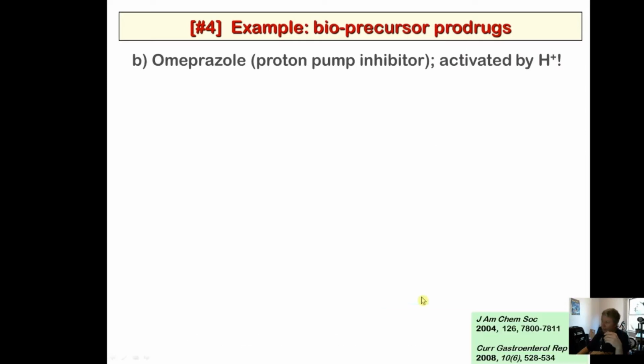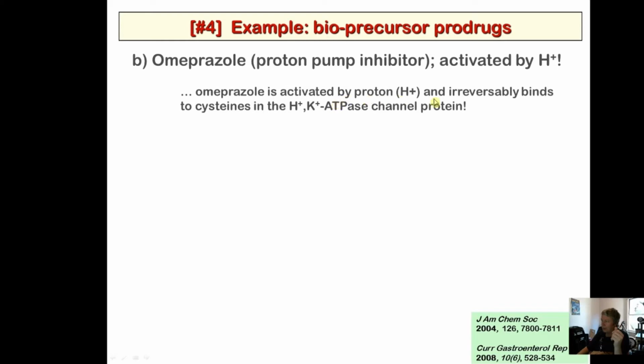Okay. All right. So, like we said, the proton pump inhibitor is activated by proton. So the proton is part of the activation reaction. I'm going to show a mechanism for this. These are a couple good papers down here. Jack's 2004, page 7800. And also Current Gastroenterology Reports, 2008, page 528. So this outlines some of the mechanism I'll be showing.